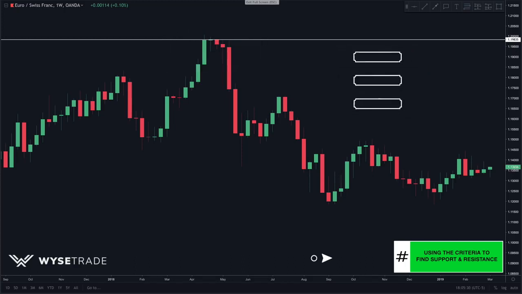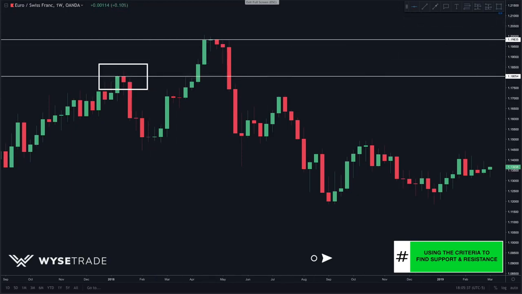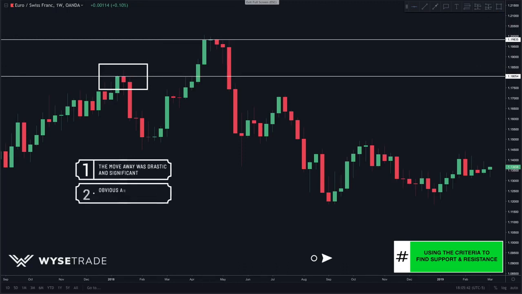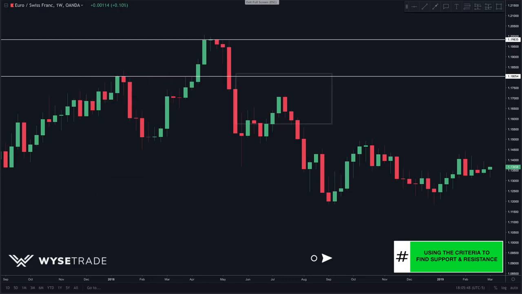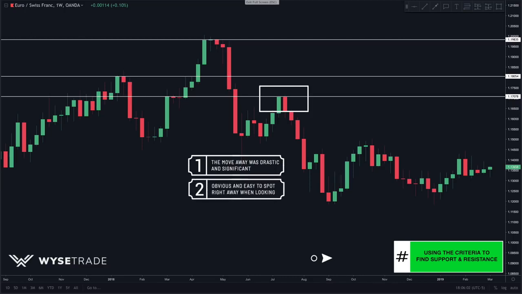So moving on down to the left. We notice this level here where price came up, hit and reversed from, so we draw it in. The criteria that this level satisfies is that the move away was drastic and the level is obvious. So moving on down to the right, we spot this level here where price came up, hit and reversed from, so we draw it in. The criteria that this level satisfies is that the move away was drastic and the level is obvious.